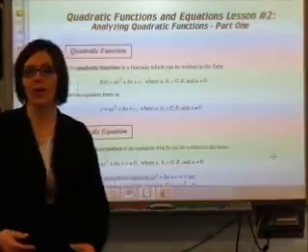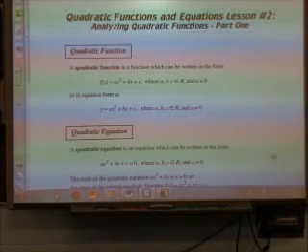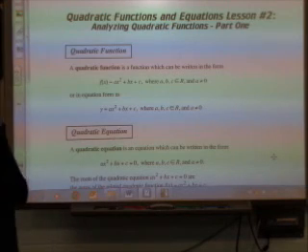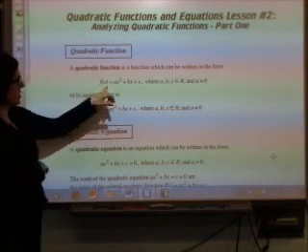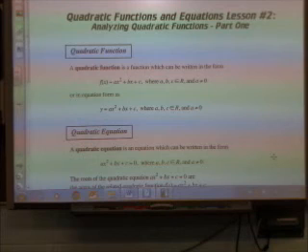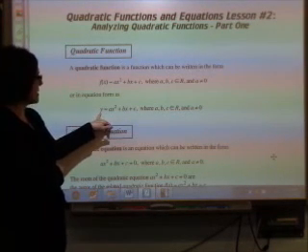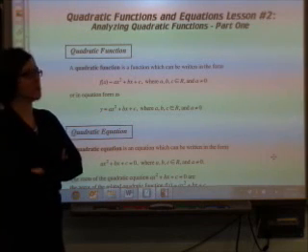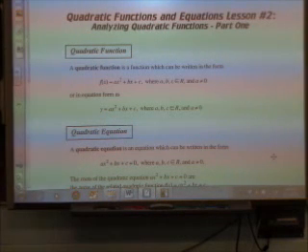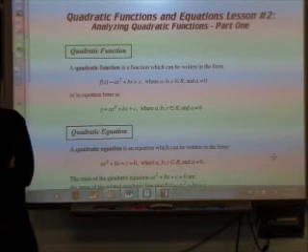So quadratic equations can be written in a couple of different forms. We can write it in function notation as f(x) = ax squared plus bx plus c, or we can write it in equation form as y = ax squared plus bx plus c. a, b, and c are real numbers, and the value of a can't be equal to 0.